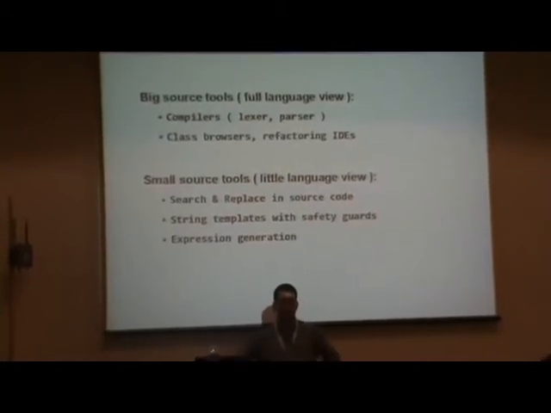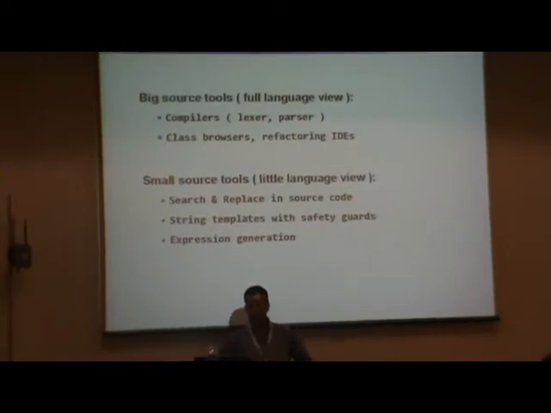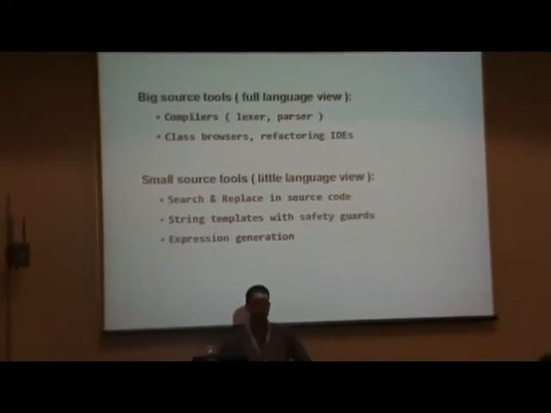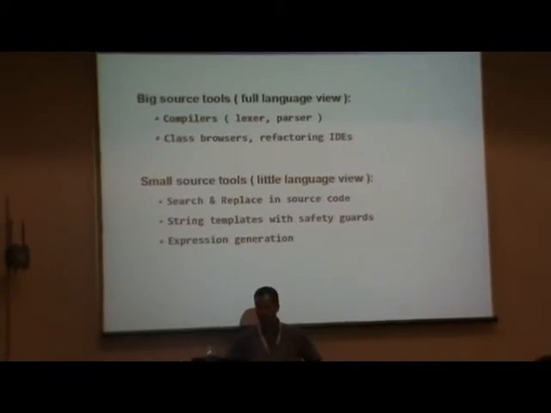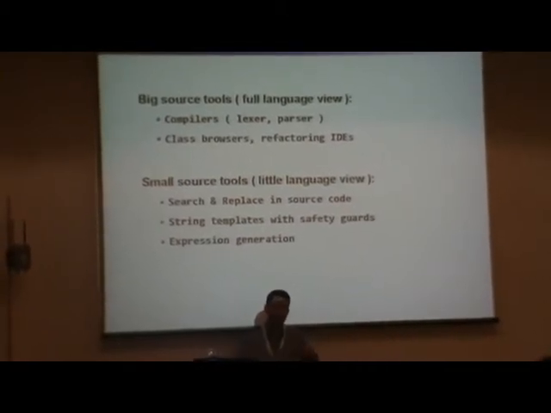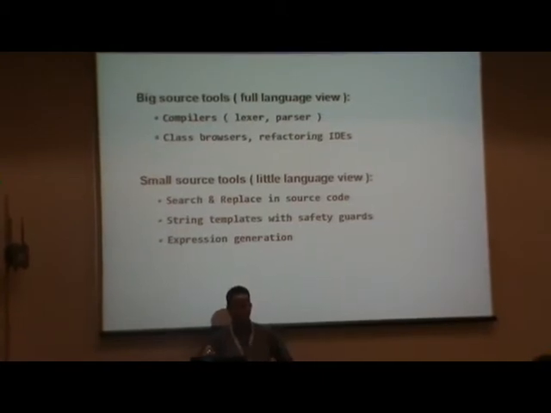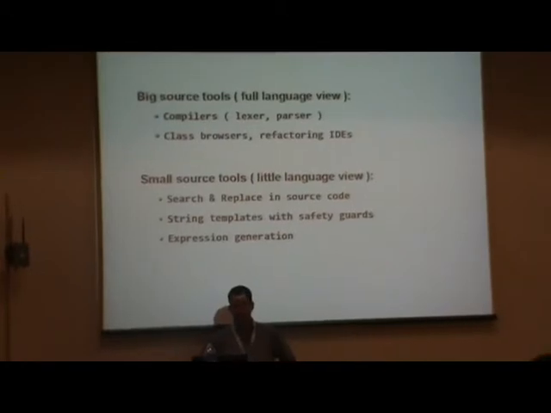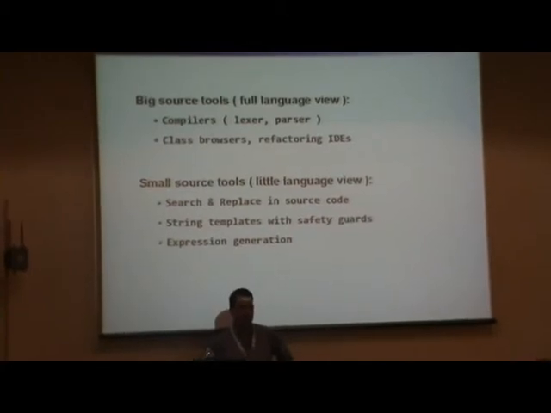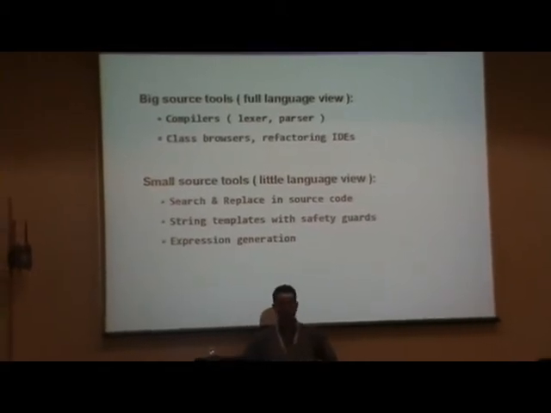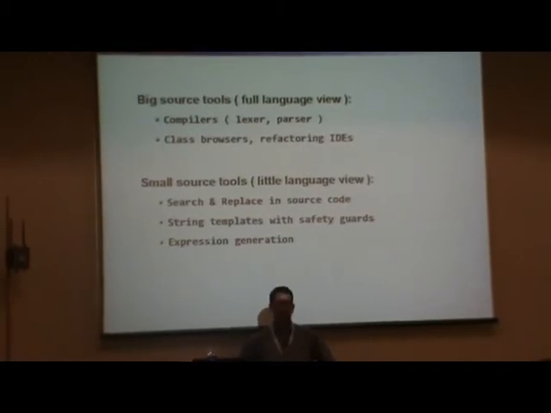A string template is a Python standard library for manipulating strings using some meta characters and substitution semantics. The generalization, or also specialization, is here: there are safeguards, and there is some syntax available which guides these transformations. And finally, expression generation, which means you have a grammar and you generate expressions from this grammar, for example for testing purposes.